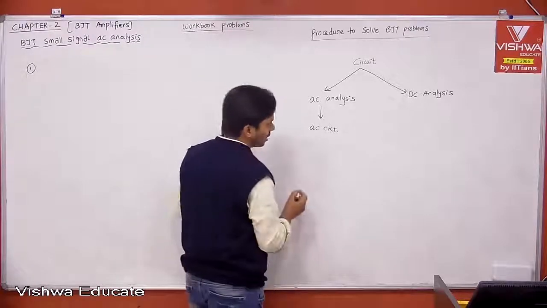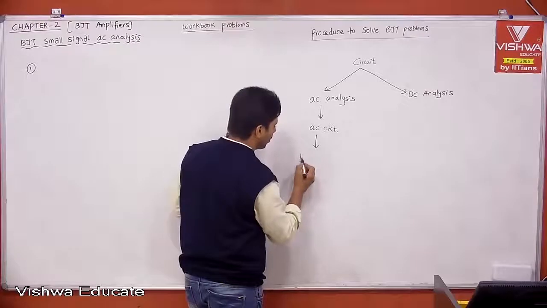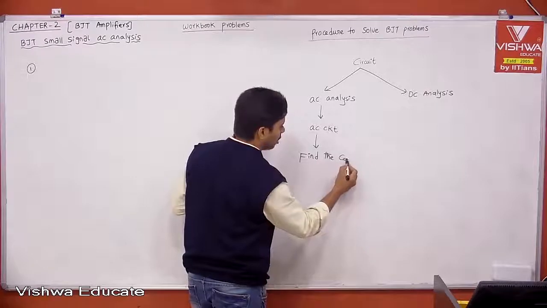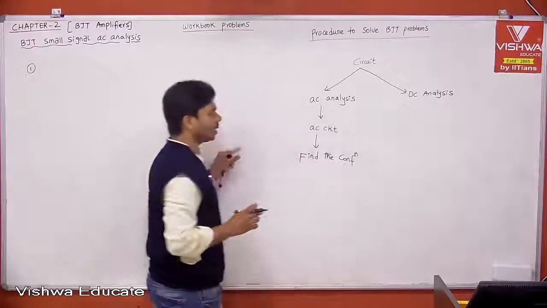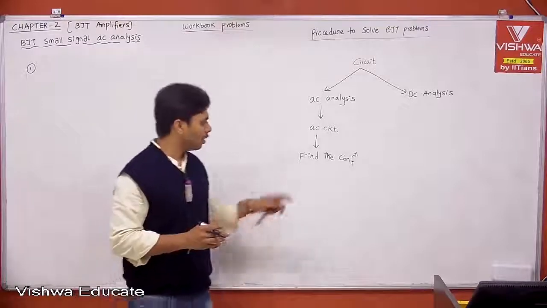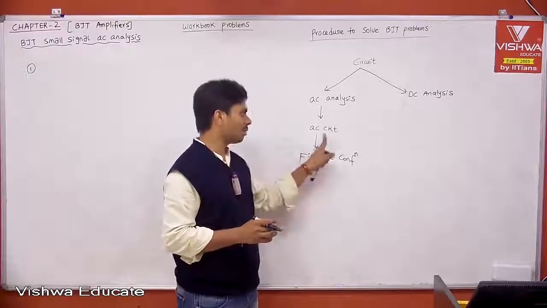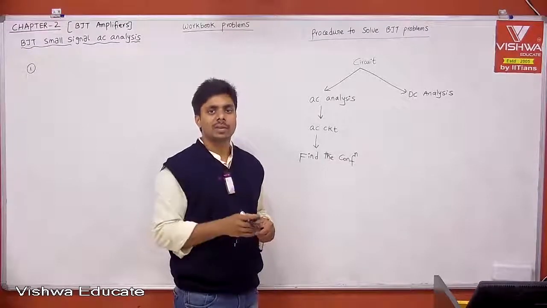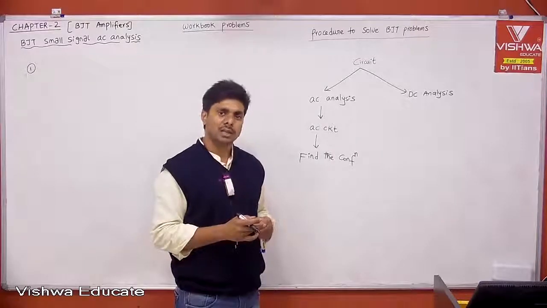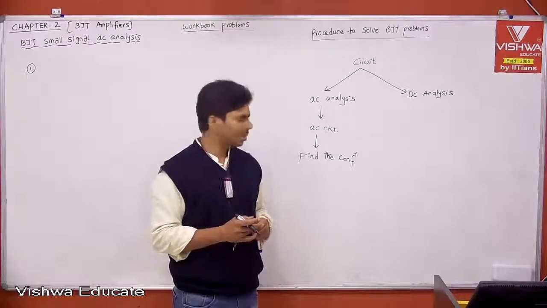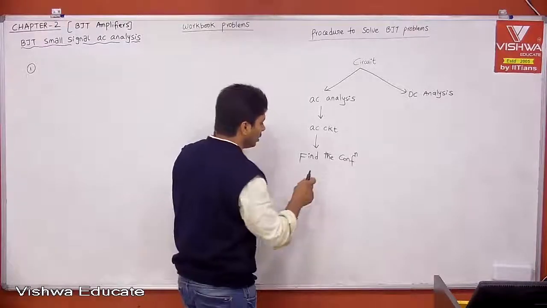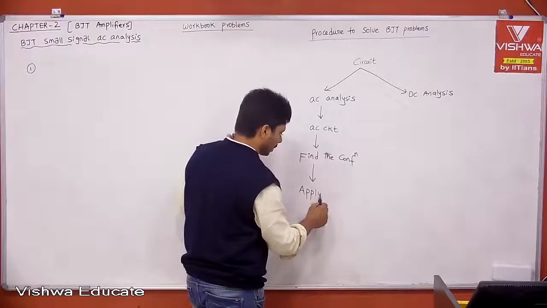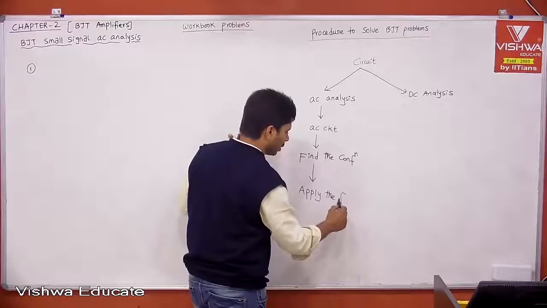Now, after getting the AC circuit, the next step is to find the configuration. What do you mean by configuration? Whether it is common emitter, common base, or common collector. Because only when you know the configuration can we take the formulae we derived, AI, AV, RI, RO, and replace them with hie, hfe, hre, hoe, or the common collector and common base equivalents. Therefore, we should know the configuration. After finding the configuration, just apply the formulae.